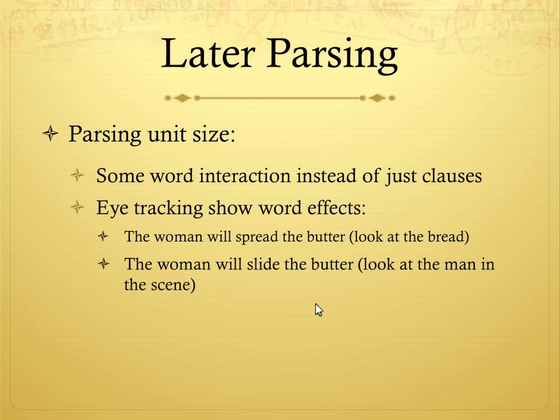Eye tracking studies also show these word effects. So if you give people the sentence, the woman will spread the butter, at the word spread, they'll start looking at a picture of bread. If you instead say the woman will slide the butter, they'll look at the man in the scene rather than the bread in the scene, because you're assuming she's going to slide it across the table. So at the word spread, it indicates what to look at, and at the word slide. So those individual words, and not the end of the clause, are causing these changes in our reactions.